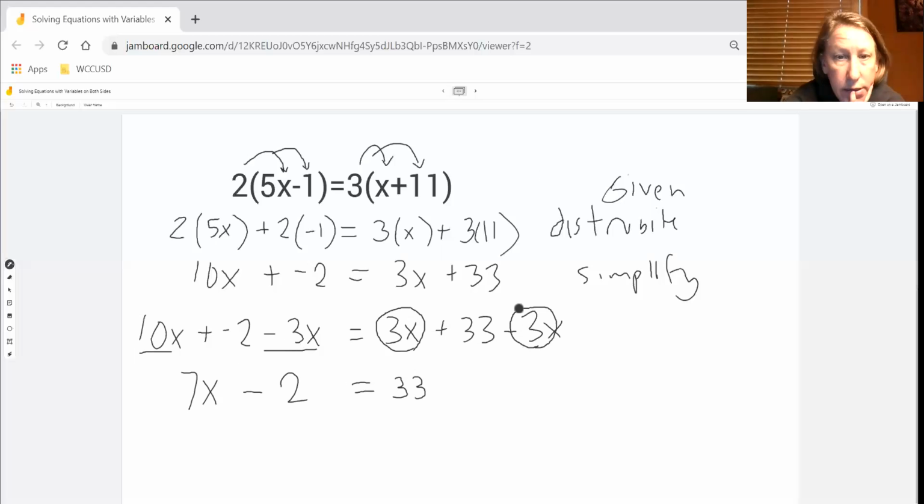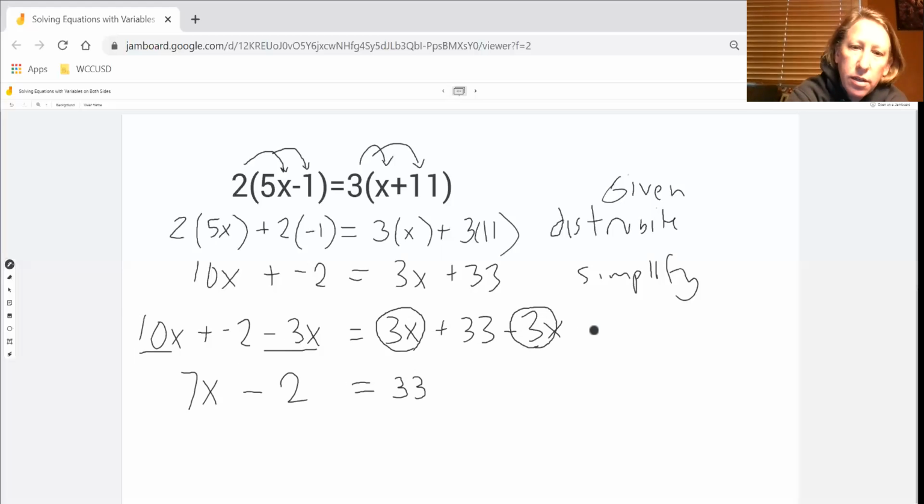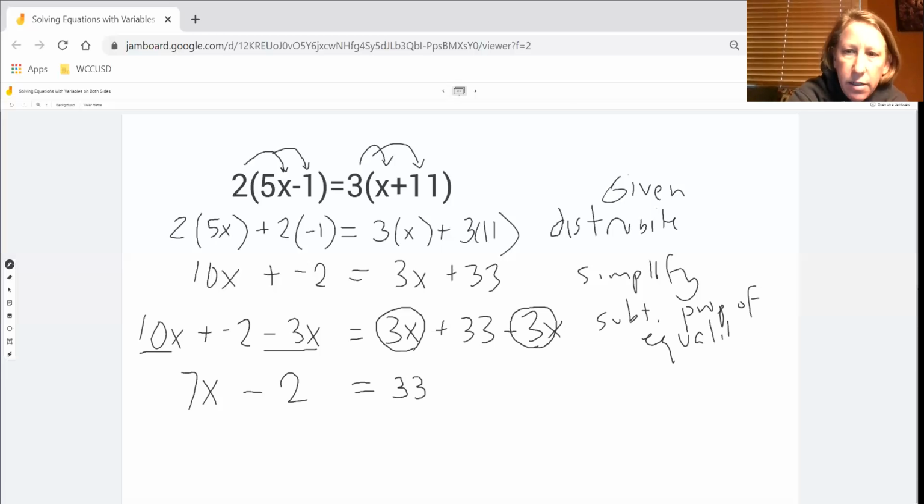I distributed, I used the subtraction property of equality, and I used the identity property. I got a 0 plus a number is that number, and now I've turned this big mess into a 2-step equation of x multiplied by 7 and subtracted by 2. So now I've been practicing solving 2 steps. Now I can just continue from there.